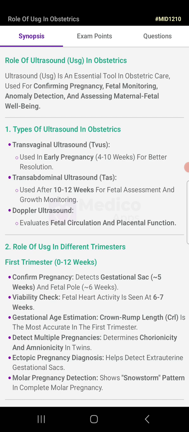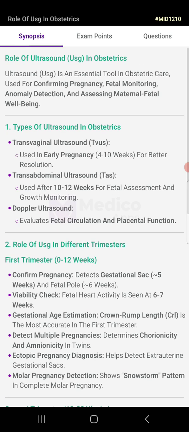Types of ultrasound in obstetrics: transvaginal ultrasound is used in early pregnancy, 4 to 10 weeks, for better resolution. Transabdominal ultrasound is used after 10 to 12 weeks for fetal assessment and growth monitoring. Doppler ultrasound evaluates the fetal circulation and placental function.